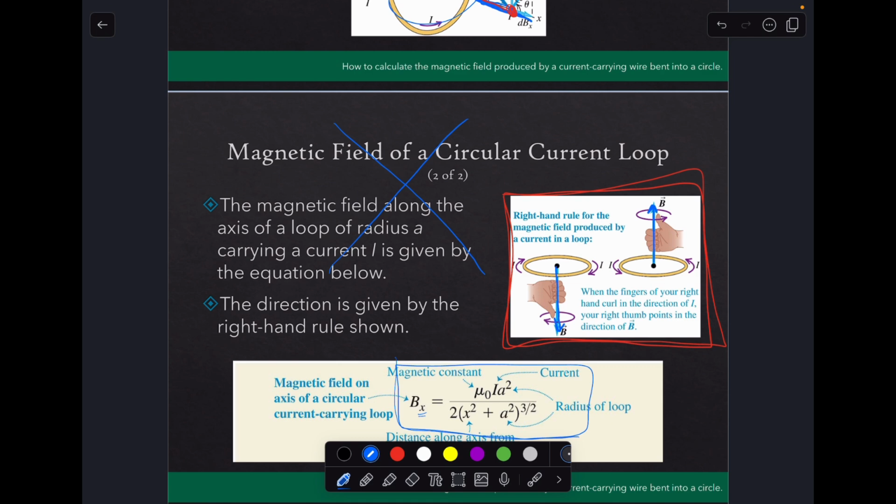So curved or looped currents have many important technological applications because they produce a very nice, straight, uniform B field in its center.